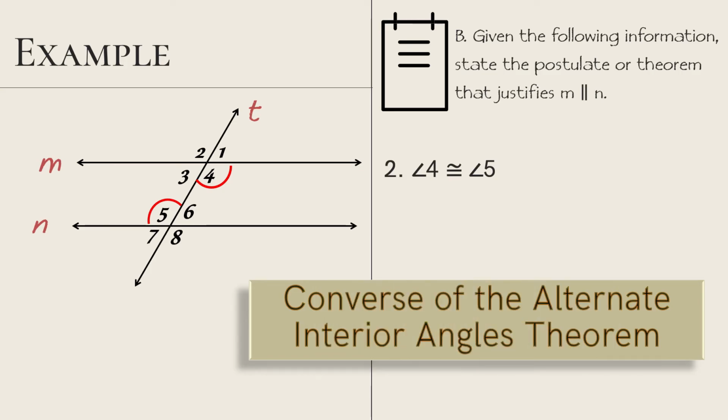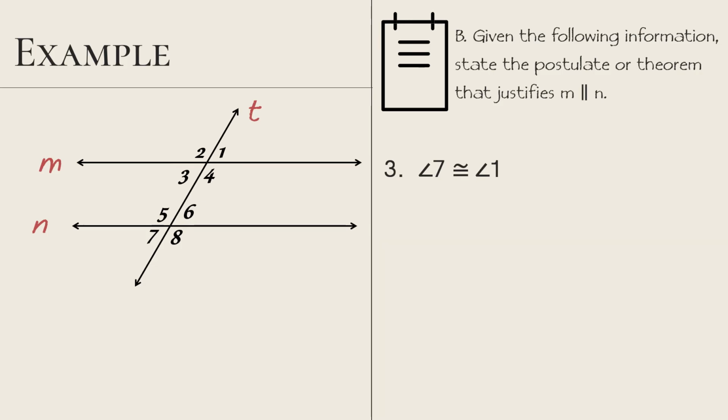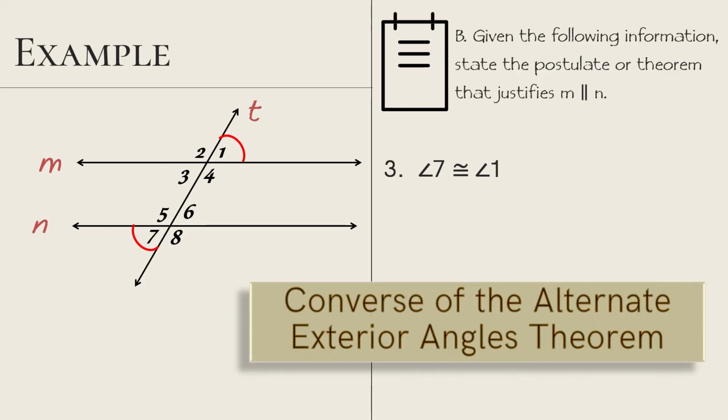For example number 3, state the postulate or theorem that justifies line M is parallel to line N given that angle 7 is congruent to angle 1. Since angle 1 and angle 7 are alternate exterior angles, the postulate or theorem that justifies angle 7 is congruent to angle 1 is the converse of the alternate exterior angles theorem.